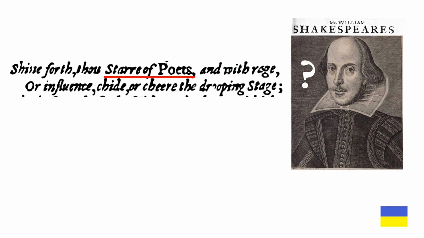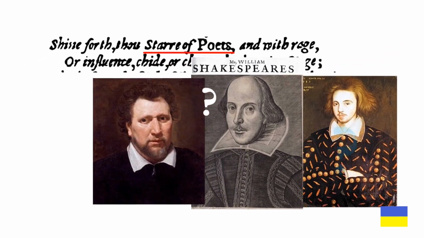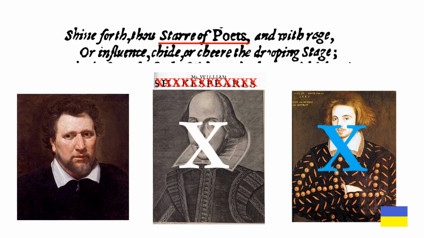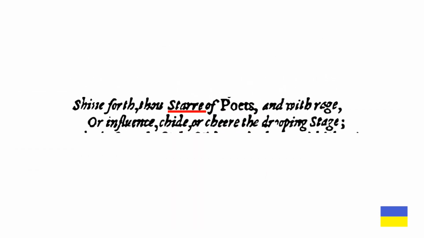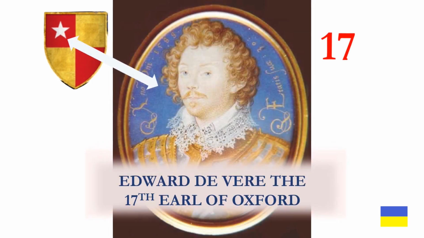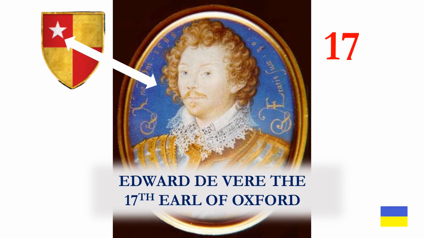So who was the Star of Poets? Was it Shakespeare? Was it Marlowe? The answer is no in both cases. There was one poet who could be identified with the word star and the number 17. His heraldic arms bore a distinctive star in the upper left quadrant. And of course we are talking about Edward de Vere, the 17th Earl of Oxford.